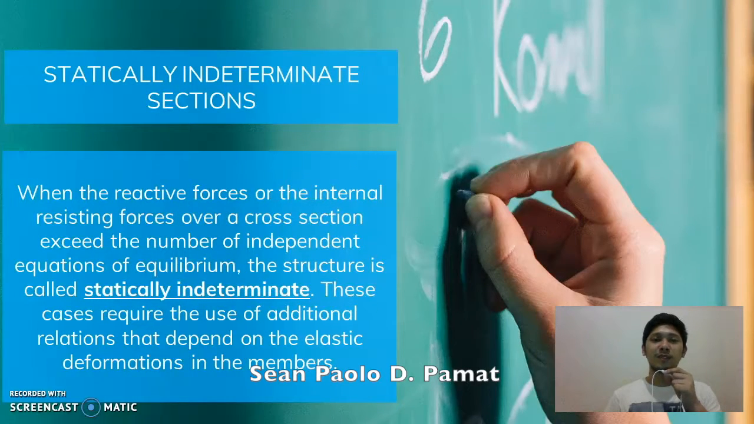Today, we will be talking about statically indeterminate sections. When the reactive forces or the internal resisting forces over a cross-section exceed the number of independent equations of equilibrium, the structure is called statically indeterminate. These cases require the use of additional relations that depend on the elastic deformations in the members.